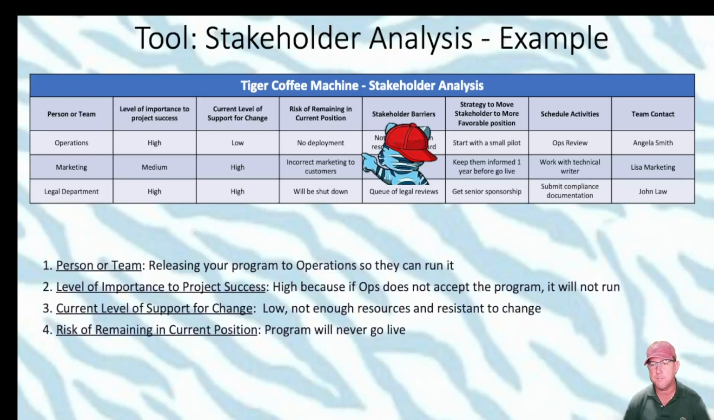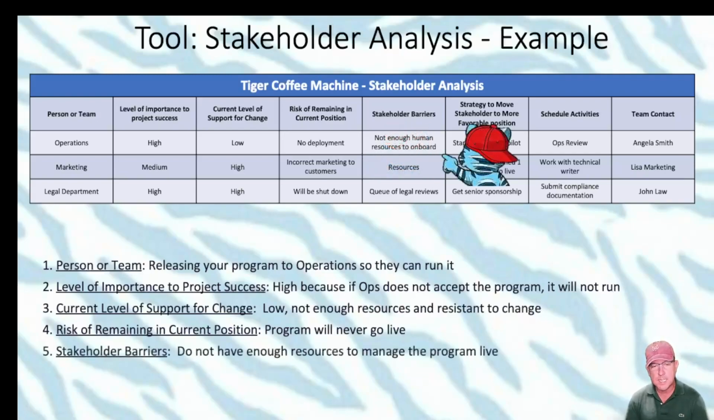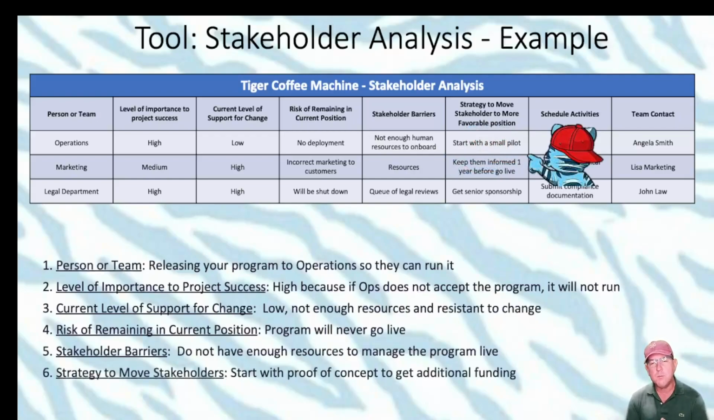Now we look at the actual barrier, and this is very important because you don't want to just automatically think, oh, these people in operations are not willing to help us. No, they have legitimate barriers, right? In this circumstance, they just don't have enough resources to help you. Whereas you look at the legal department, they have the resources, but you're in the legal queue for review. So how can we get past this barrier with the operations stakeholder?